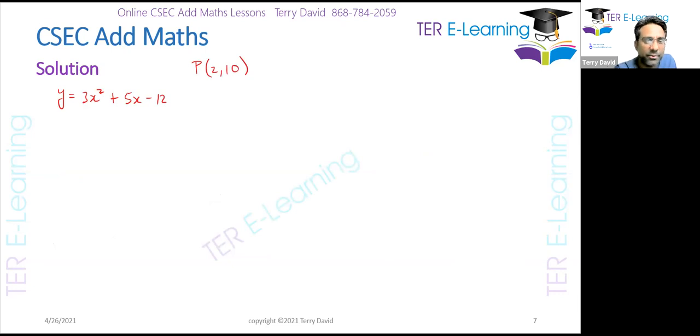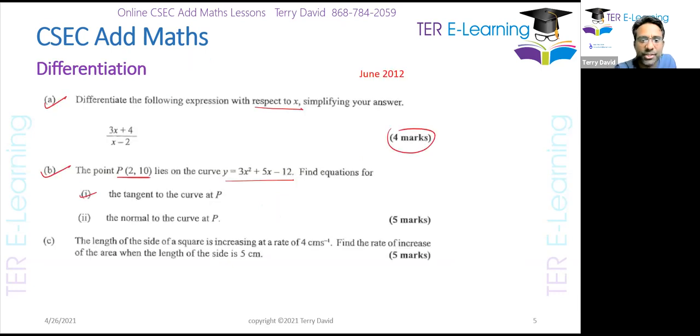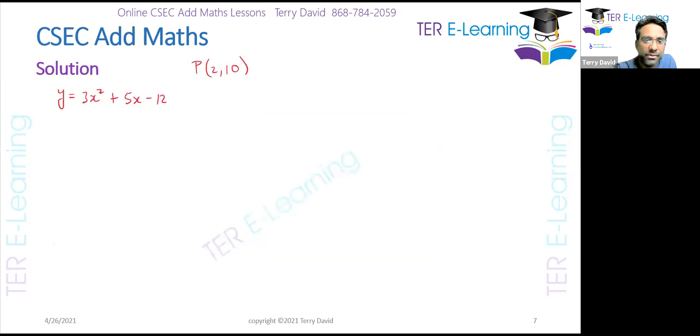Now, the first part of the question wants us to find the tangent to the curve at P. So this is part 1 we're working out here. The first thing we need to do is find the gradient of the tangent. So we need to find dy/dx, the gradient function. When we differentiate 3x squared, we get 6x. When we differentiate 5x, we get 5. So this is my gradient function, and I can use it to find the gradient of the tangent.